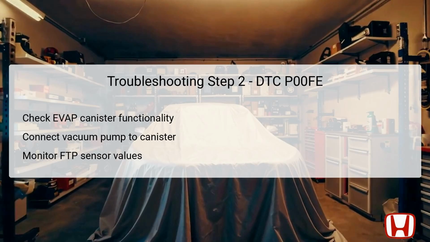After applying the vacuum, check the FTP sensor readings through the HDS Honda Diagnostics system. If the sensor values change, this indicates that the canister is likely functioning properly. If there is no change in the readings, it suggests that the issue may lie with the EVAP canister itself, leading to its replacement for proper system function.